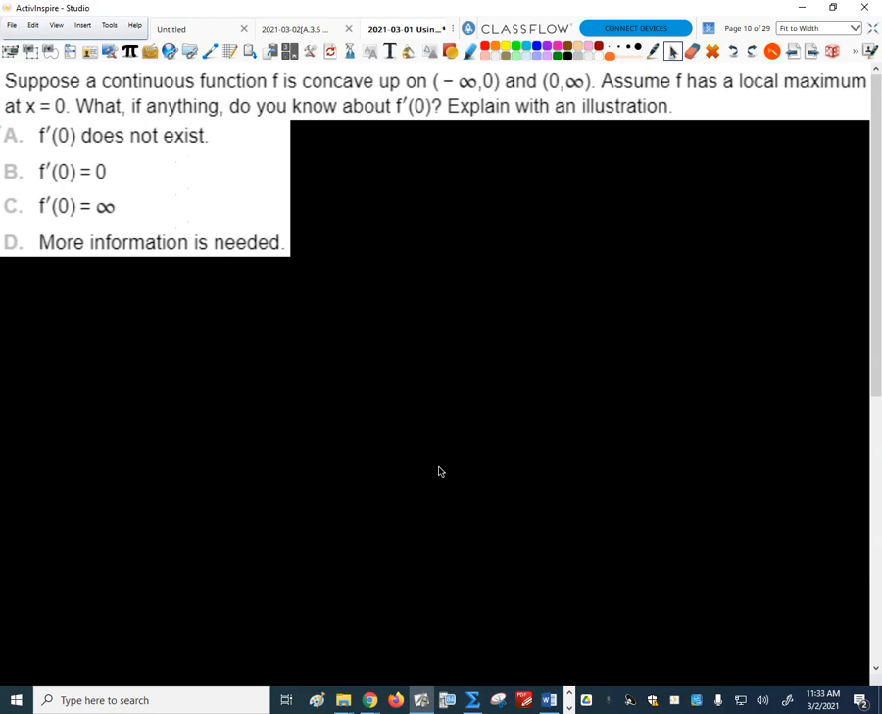Okay, another theoretical question, kind of a head scratcher here. Suppose a continuous function f is concave up everywhere except 0. Assume that the function f has a local maximum at x equals 0. What, if anything, do you know about f prime of 0? This is a tricky one. I'll let you think about this for a second. If the function is concave up everywhere except 0, and it does have a local maximum at x equals 0, what do you know about the first derivative of the function at 0?